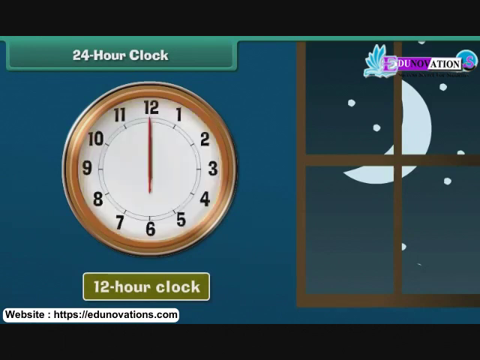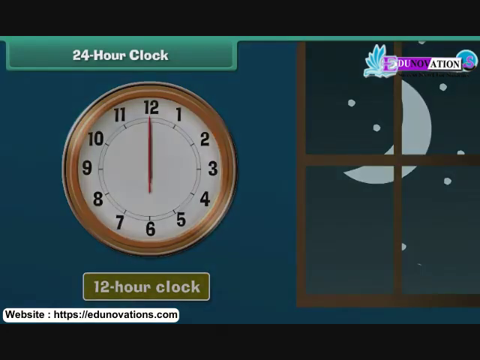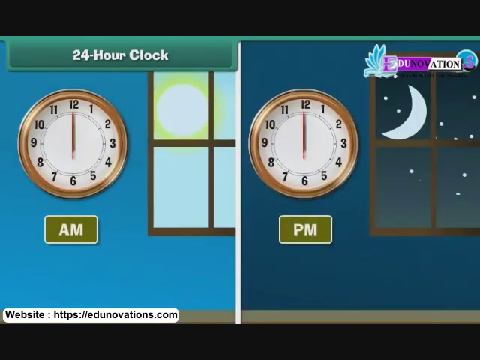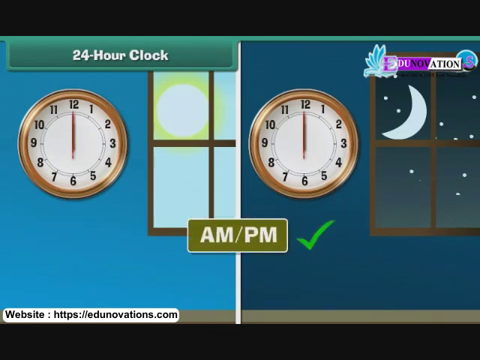It divides a 24-hour day into two equal halves made up of 12 hours each. The first half of the day stretches from 12 midnight to 12 noon, and the hours are indicated by AM. The second half of the day stretches from 12 noon to 12 midnight, and the hours are indicated by PM.